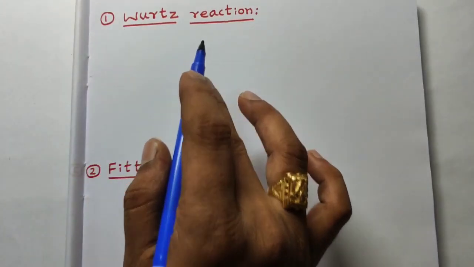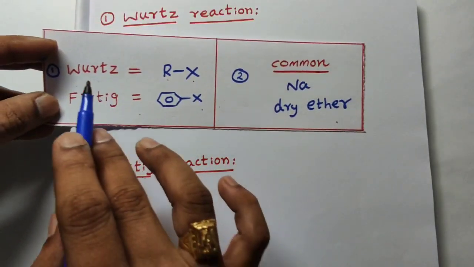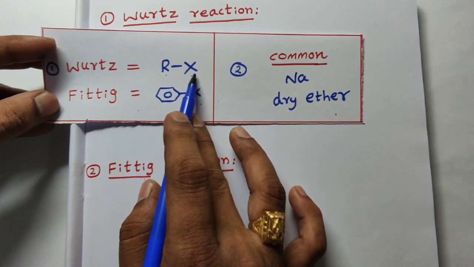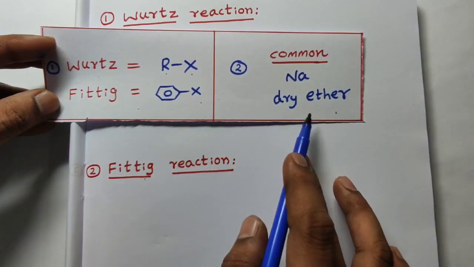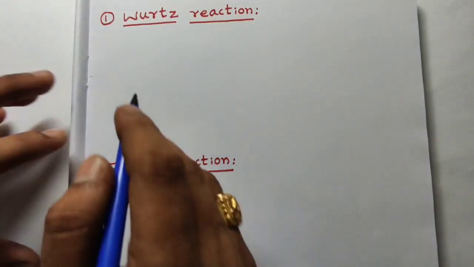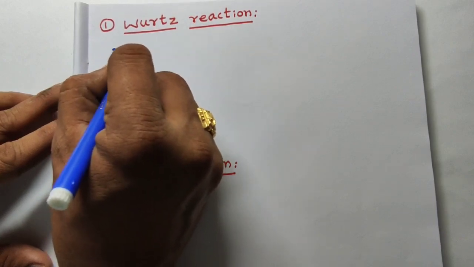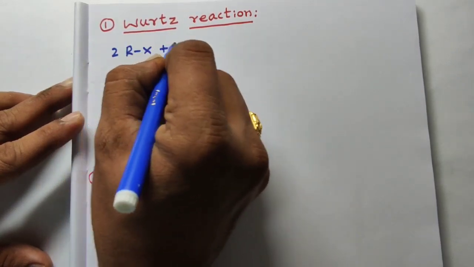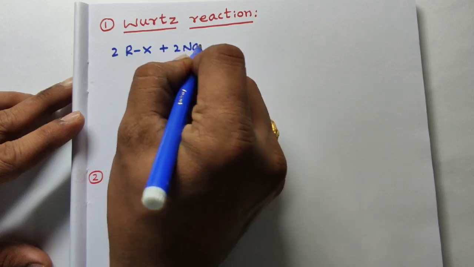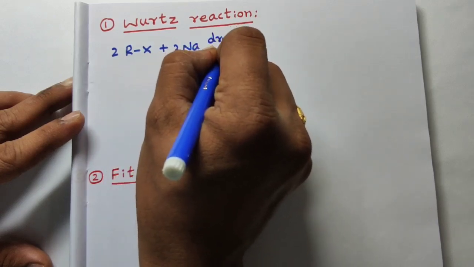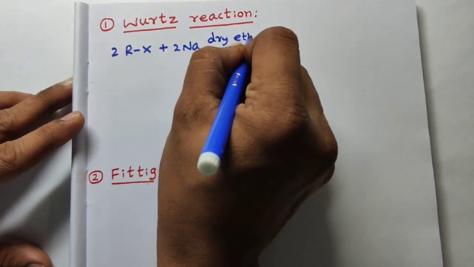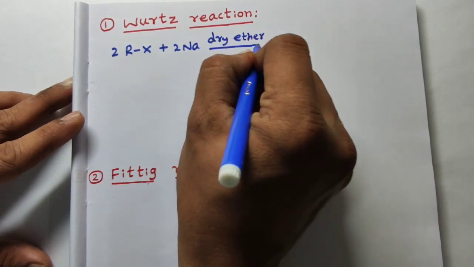In Wurtz reaction, what is the reactant? Look at this. In Wurtz reaction, alkyl halide is there. And what is common? Sodium and dry ether. Here, 2 moles of alkyl halide react with 2 moles of sodium in presence of dry ether.